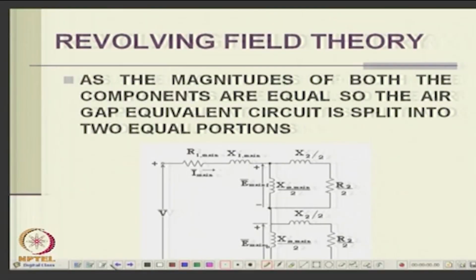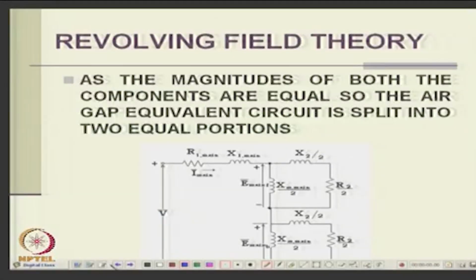Now, you can split it up. We are told you can split it up into a forward flux and a backward flux. The flux, that E produced in the winding at starting, is produced by both fluxes. Even at starting there is a forward rotating flux and a backward rotating flux, but both magnitudes of flux are the same.